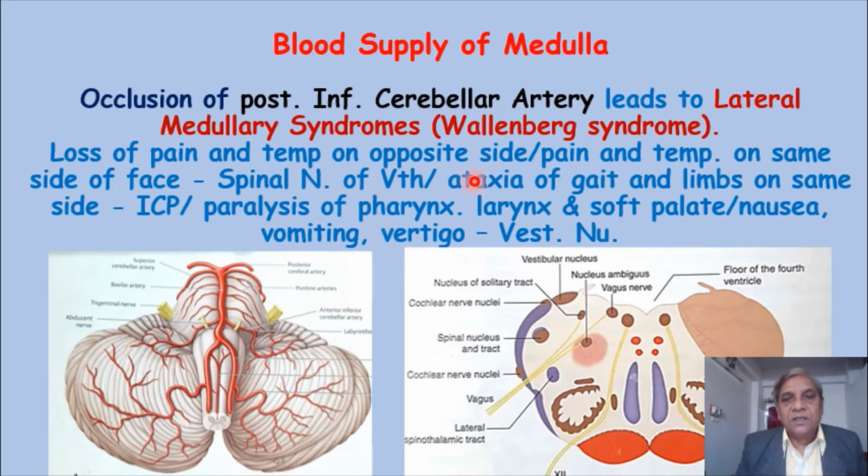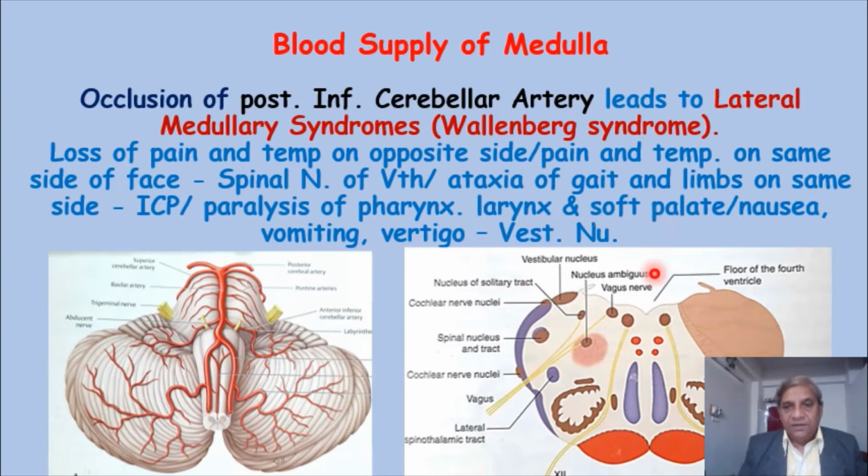Now there may be ataxia of the gait and limbs on the same side, and this is because the inferior cerebellar peduncle is also destroyed here, under the lesion. The inferior cerebellar peduncle is bringing the fibers for unconscious proprioceptive sensation. Now there will also be paralysis of the pharynx, larynx and soft palate.